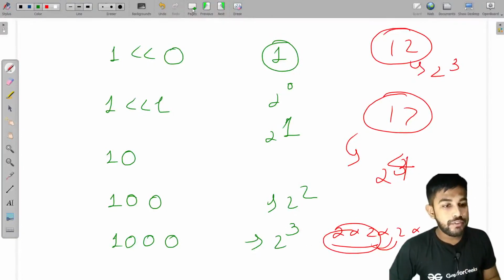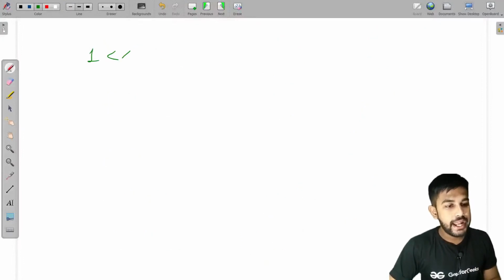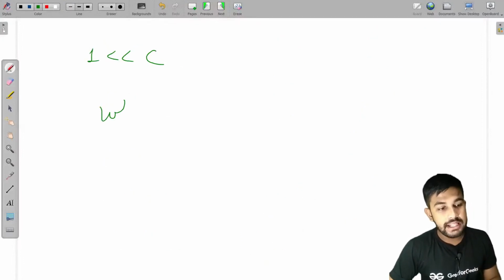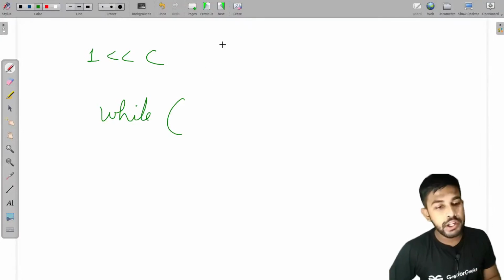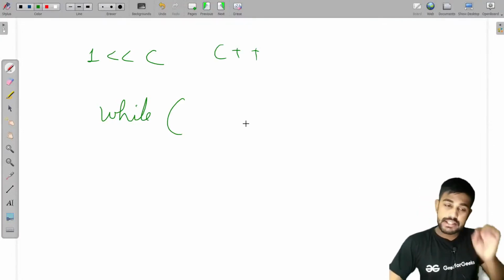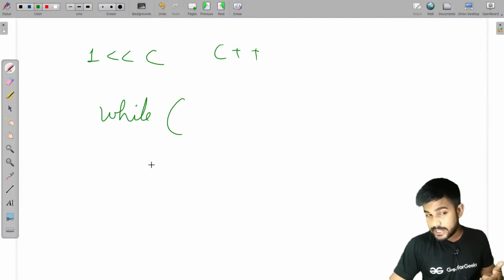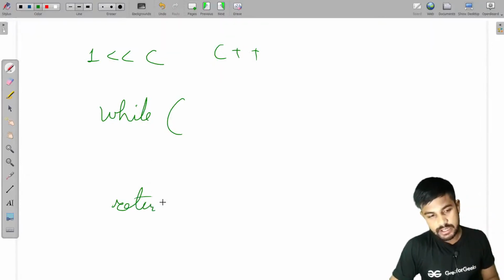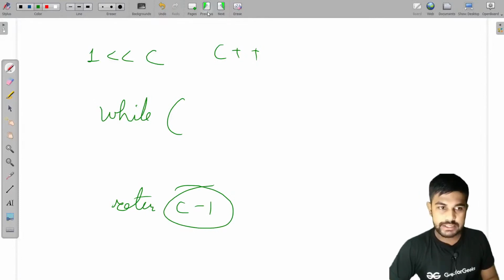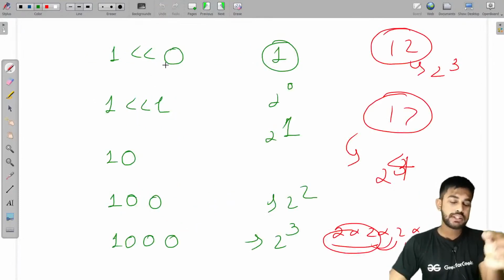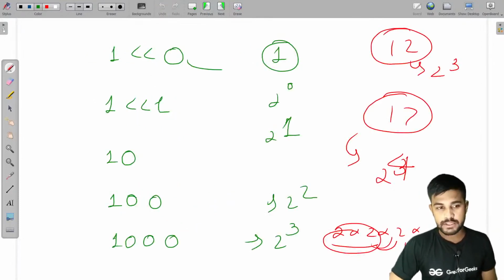Now what we can do is n dash dash c, and while this is smaller we would increment c, and if it is within the range we would just keep doing it, and when it gets outside the range we would just return c minus 1. Why c minus 1? As I told, because the number of right shifts minus 1.